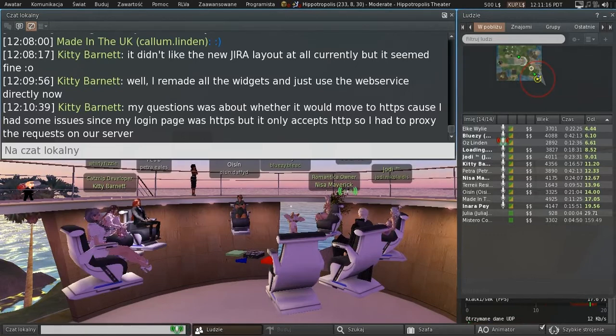Yeah, there should be HTTPS. I'll ask about that. We're in the process of getting everything moved so that it's all HTTPS. But I don't know what the order of operations on that is.